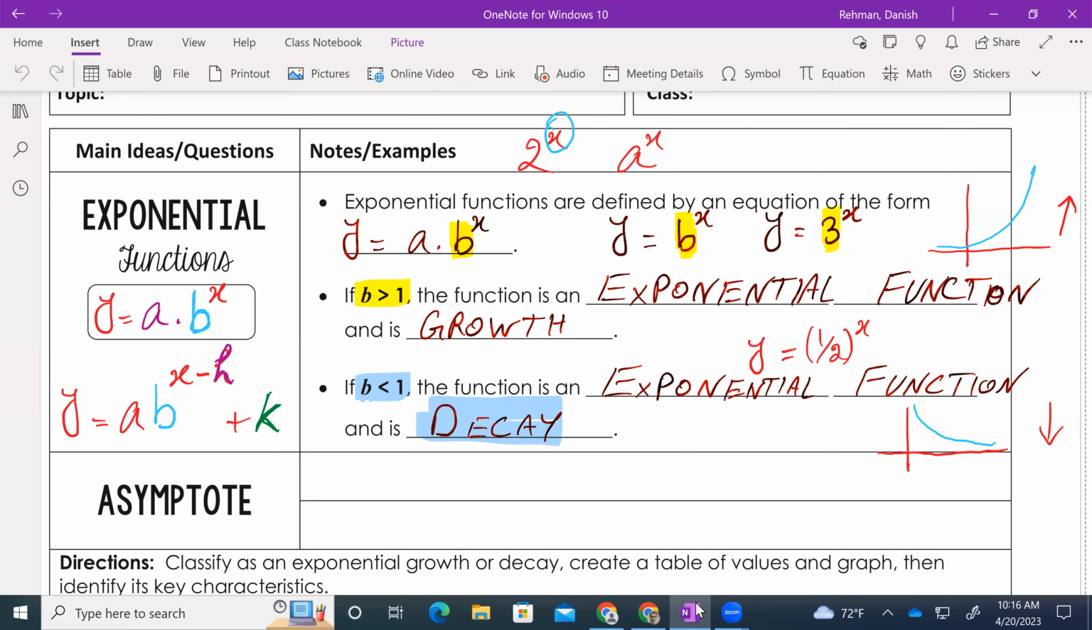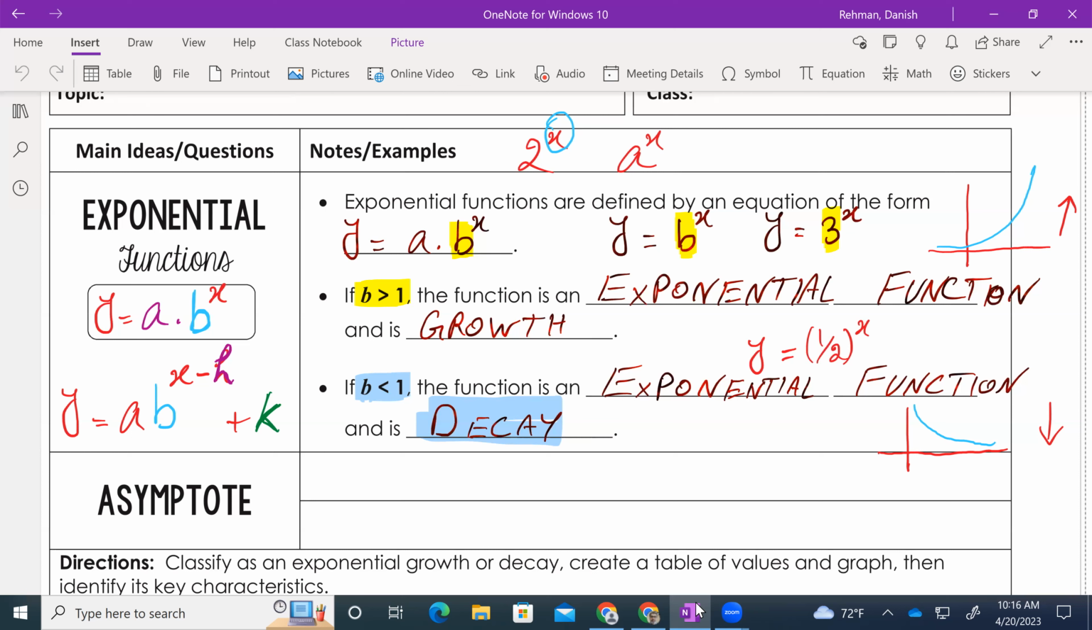Take notes from this screen, and just based on this information, we will now be able to work on the questions in this worksheet. I will give you an example and I will tell you how you can do that. We will determine what's an h, what's a k. We will determine how the a will impact the curve, and then we will determine based on the b if it's a growth or a decay.